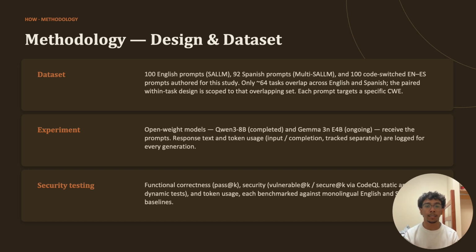On the experiment side, the prompts go to two open weight models, the Qwen3 8B, which is complete, and the Gemma 3N E4B, which is still in progress. For every generation, I log both the response text and the token usage, keeping input and completion counts separate. From there, I run the three measurement axes: functional correctness and security via CodeQL and dynamic tests, and token usage, each benchmarked against the monolingual and Spanish baselines.